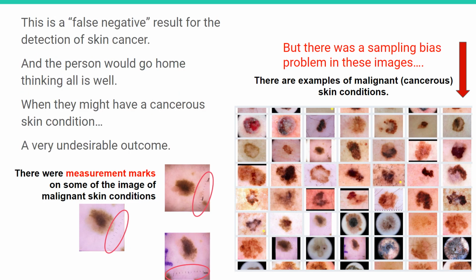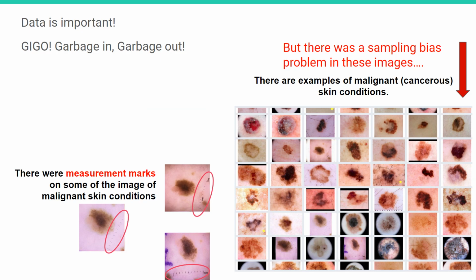This is called a false negative. It's negative because it's saying that there is no skin cancer, and it's false because it is wrong. And the worst case scenario here is a person could go home thinking that all is well when they may have a cancerous skin condition. This is a very undesirable thing to happen that comes about because of sampling bias. And it just reinforces that data is so important when it comes to machine learning and artificial intelligence. Remember, garbage in, garbage out.